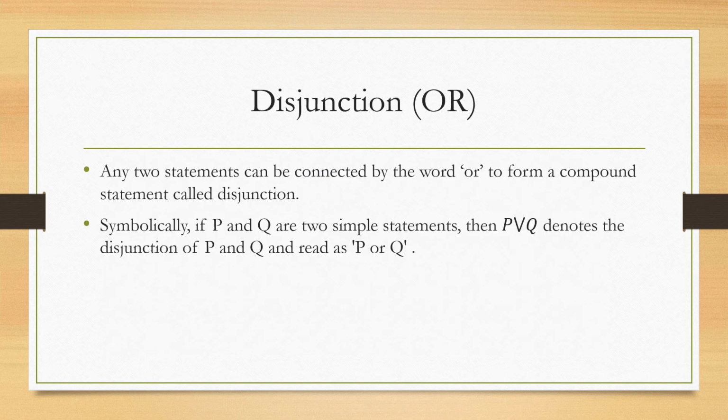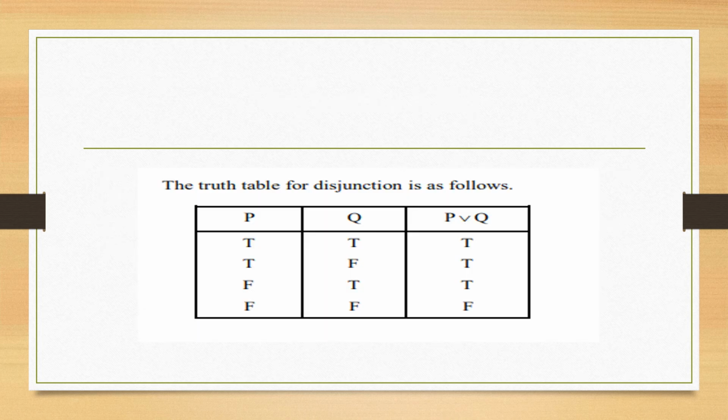Next we see disjunction, which is denoted as OR. Any two statements can be connected by the word OR to form a compound statement. This is called disjunction. Symbolically, P and Q are two simple statements, so we write P disjunction Q. That is, we are connecting two primary statements with the help of the disjunction symbol. P or Q can also be read from the table.